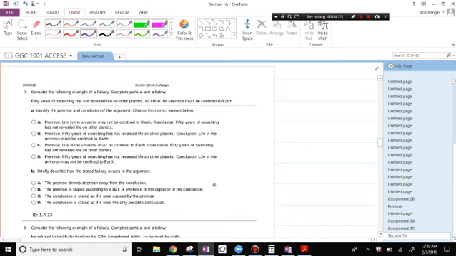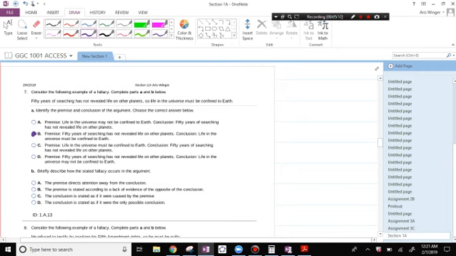Consider the following example of a fallacy. Complete parts A and B. Fifty years of searching has not revealed life on other planets, so life in the universe must be confined to Earth only. The premise is 50 years of searching has not revealed life on other planets. Conclusion: life in the universe must be confined to Earth. That was the premise with the conclusion.